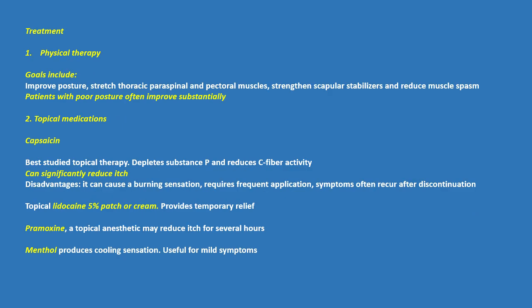Treatment. Number 1, physical therapy. Goals include improve posture, stretch thoracic, paraspinal, and pectoral muscles, strengthen scapular stabilizers, and reduce muscle spasm. Patients with poor posture often improve substantially.